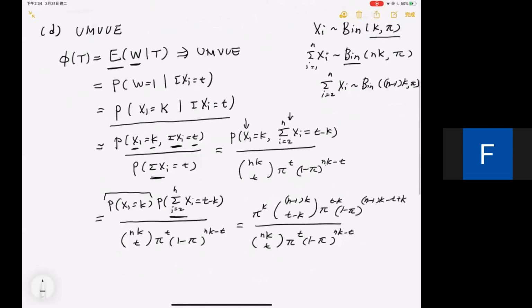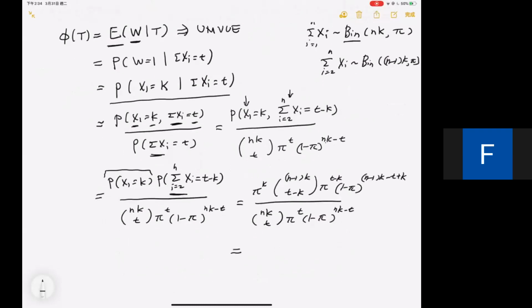Okay, by doing so, a bunch of guys cancel out. This guy cancels out. You want to see that? And then how about this guy? So this guy is nk minus k minus t plus k. So that means this guy would be taking out this guy, minus k plus k out. Then this guy eventually becomes nk minus t. So that means this guy out, this guy out. Okay?